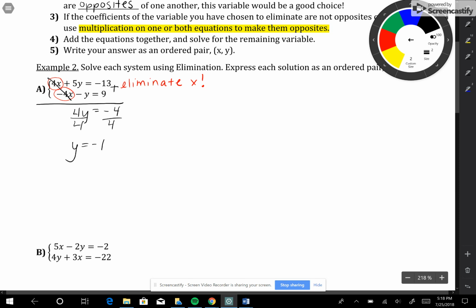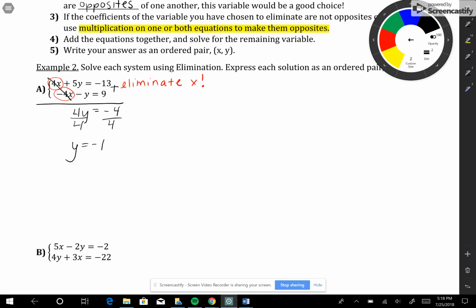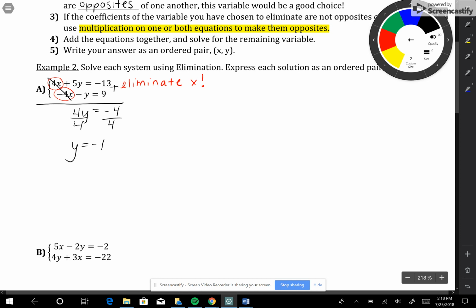Now, as we know, this is only half of our solution. For the second half, we do need to use substitution. We can substitute this y into either of the equations. I'm going to substitute it into the first one, just because I don't have negative signs in the first one. I have 4x plus 5 times my negative 1 that I got for my y equals negative 13. So this is 4x minus 5 equals negative 13.